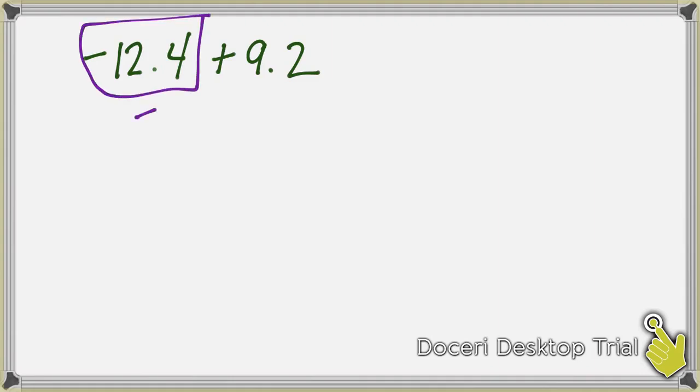Negative 12.4 plus 9.2. Try it and we will talk about it. All right, now that you've tried it, let's talk about it. They're different signs. This is a negative and this is a positive. So when they're different signs, we subtract. We'll take the number that has a bigger absolute value, which is the 12.4, and subtract the 9.2.